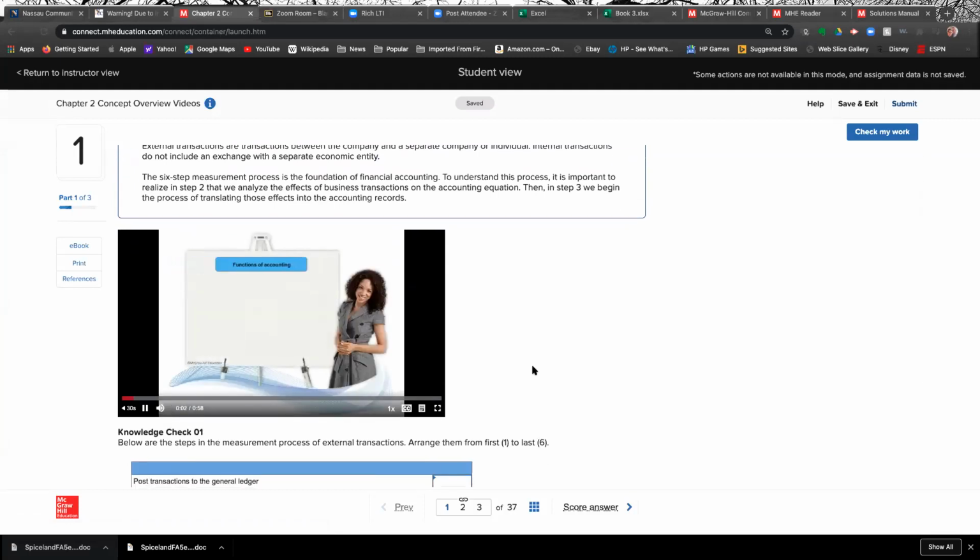Recall that the two functions of financial accounting are to measure business activities of the company and communicate those measurements to external parties for decision-making purposes. The full set of procedures used to accomplish this two-step measurement or communication process.